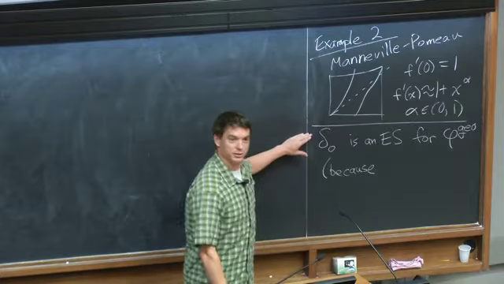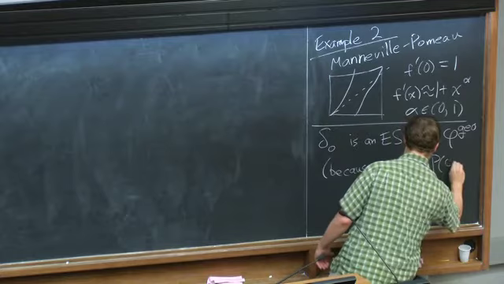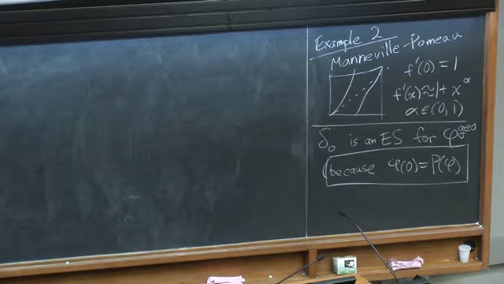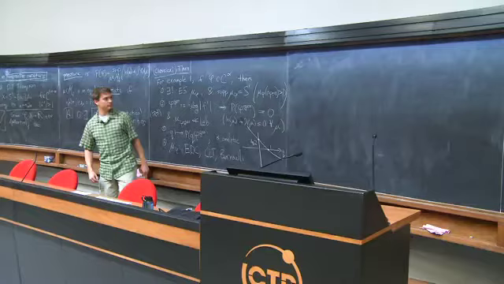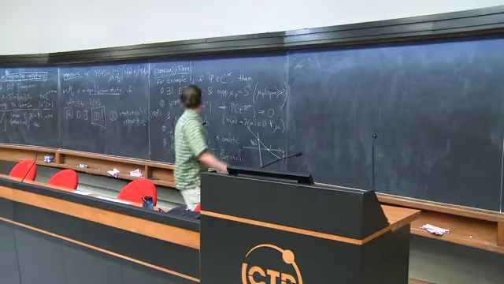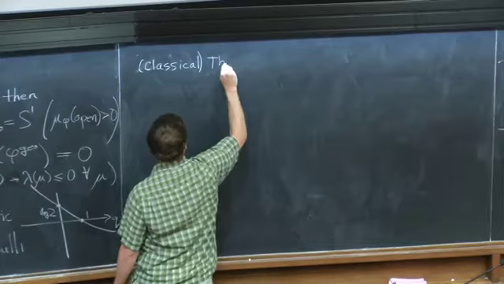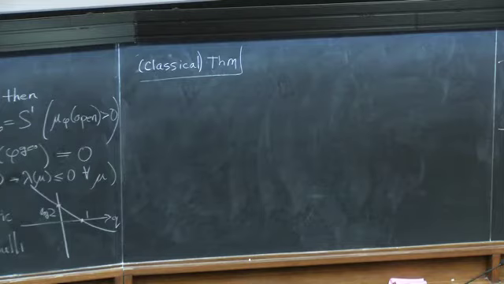The reason that this is an equilibrium state is because the value of the potential function at this single fixed point is equal to the pressure. That's the obstruction. And the theorem is that that's the only obstruction. So here's classical theorem number 2. It's slightly less classical than the first one. This first one goes back to the 70s to people like Sinai, Ruelle, and Bowen, well, many others.